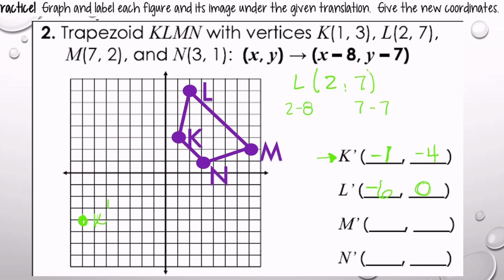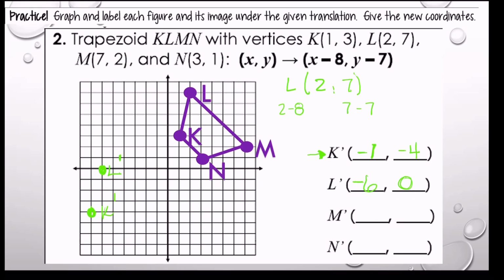Let's do this. So we're going to go left 1, 2, 3, 4, 5, 6, 7, 8. Then I'm going to go down 7. 1, 2, 3, 4, 5, 6, 7. And there's my L prime.